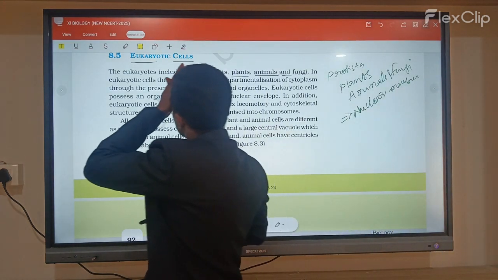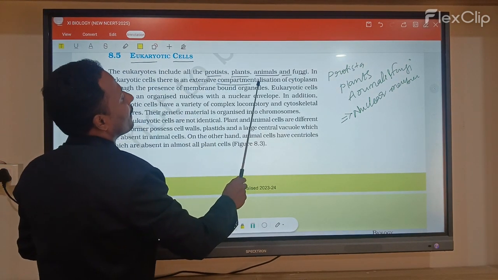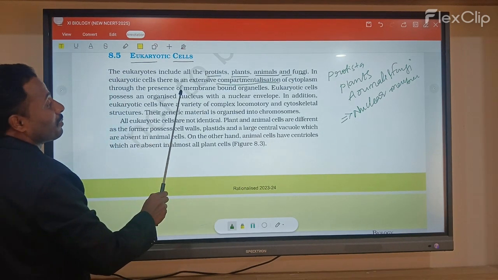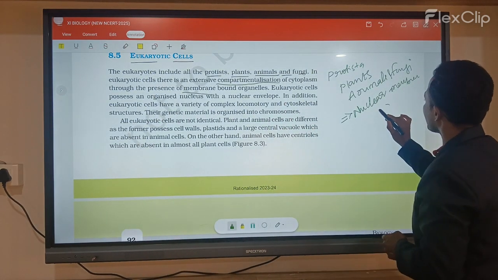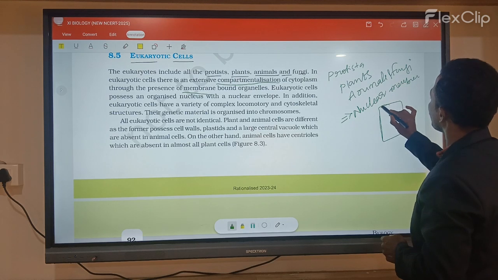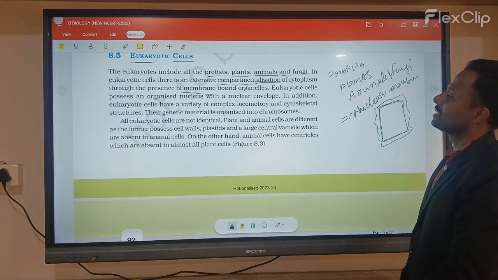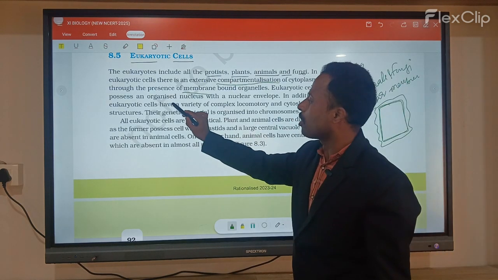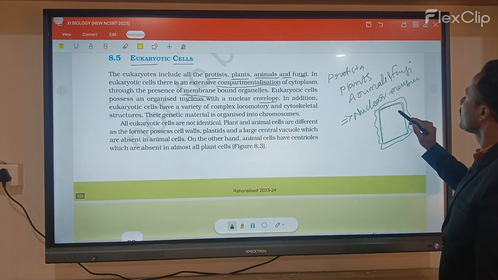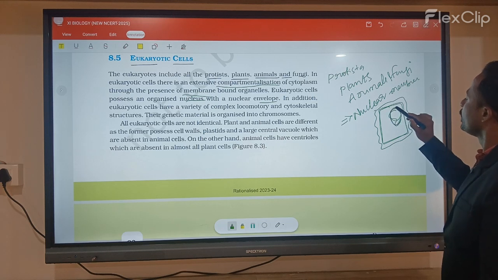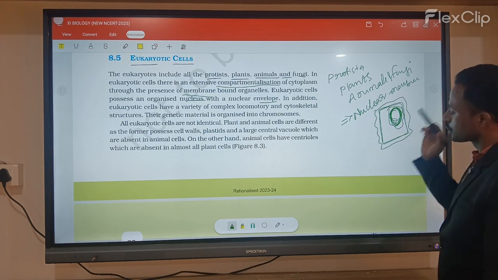Now, in eukaryotic cells there is extensive compartmentalization of the cytoplasm through the presence of membrane bound organelles. So the eukaryotic cell has membrane bound organelles present. This eukaryotic cell possesses an organized nucleus with a nuclear envelope. Inside, the nucleus is present, and it is covered by the nuclear membrane.